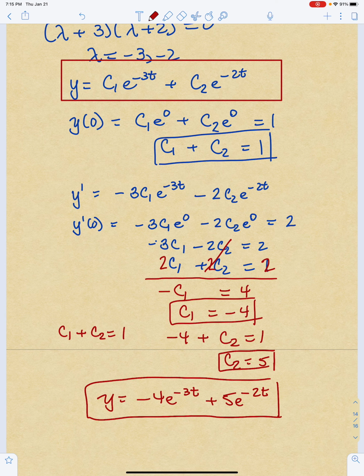So as you can see, not only are we worried about solving differential equations, sometimes we have to use that old algebra. Solving systems is going to be a part of what we do.